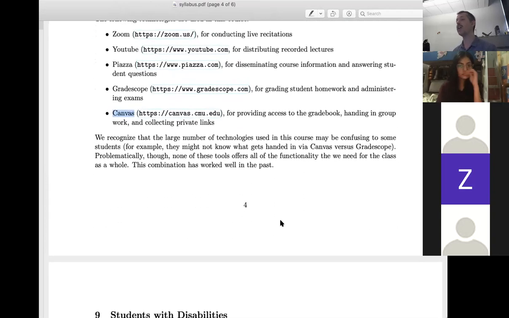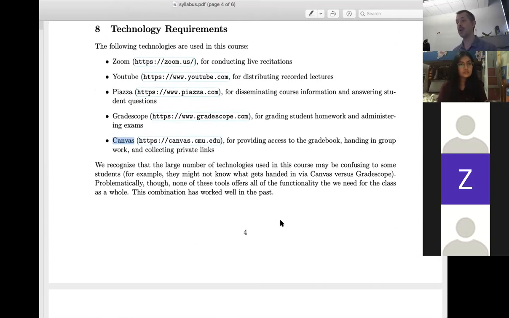Now, I understand that this may be annoying to a lot of people to have to deal with 5 different things. But it's the formula that we've worked out that seems to work for this course. And none of these tools provides all of the functionality that we need by itself.